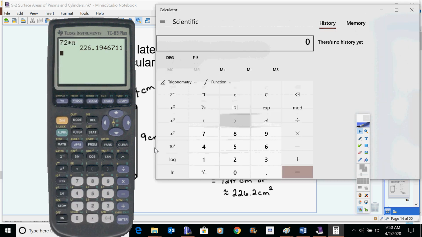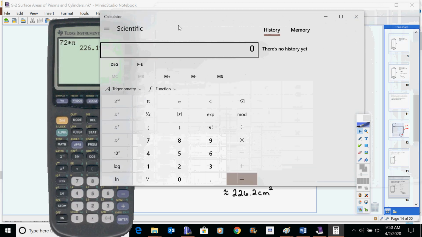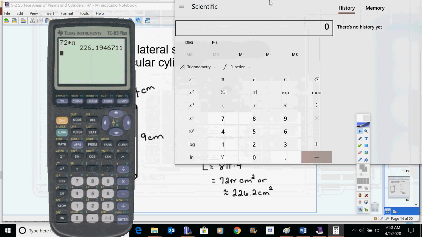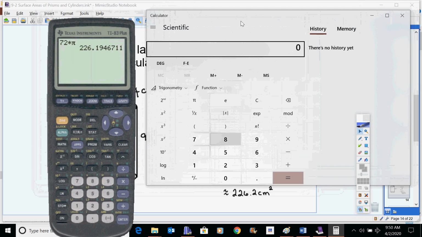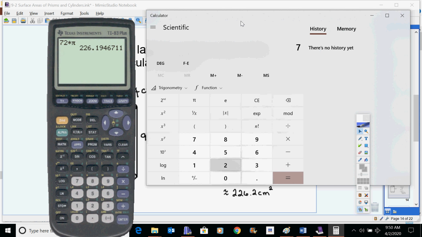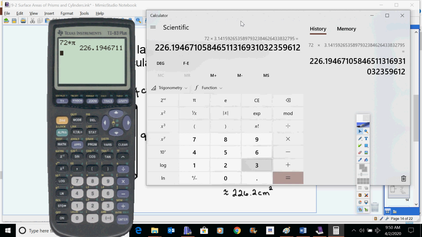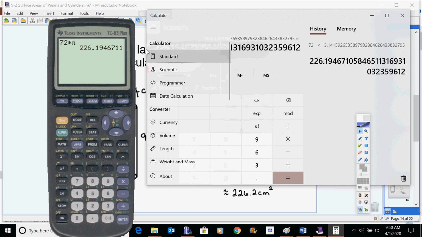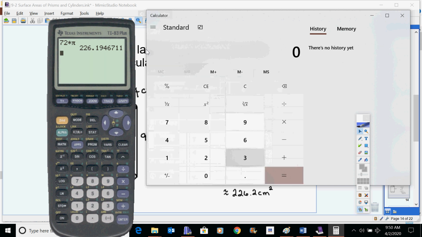Or if you're using a regular plain old calculator that you can find anywhere, there's usually a scientific mode where you could take 72 times pi, 226.19. Oh wow, it gave me the same answer. That's great. Or if you don't like that and you like to simplify your life, you could take 72 times 3.14, and it'll get you pretty close.